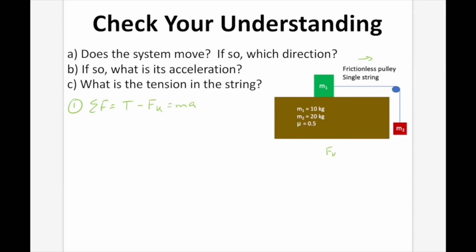So friction is going to be equal to mu times Fn. Mu we're told is 0.5. Fn is going to equal mg, which is going to equal 10 times 9.8. And that gives us a friction value of 49 newtons. So we're going to have tension minus 49 equals 10a.